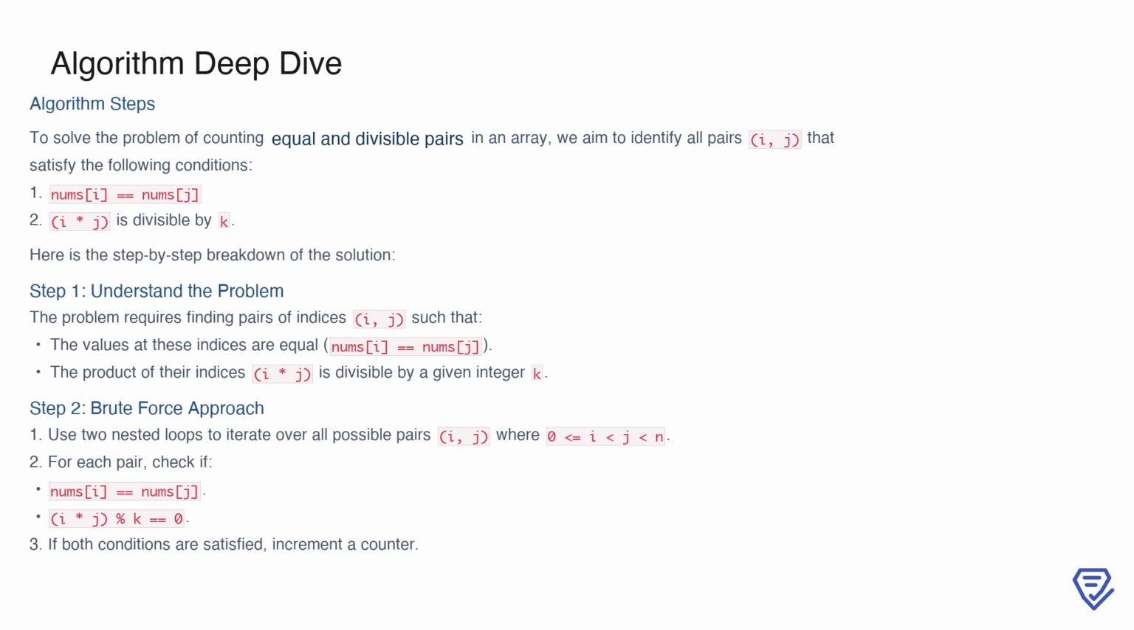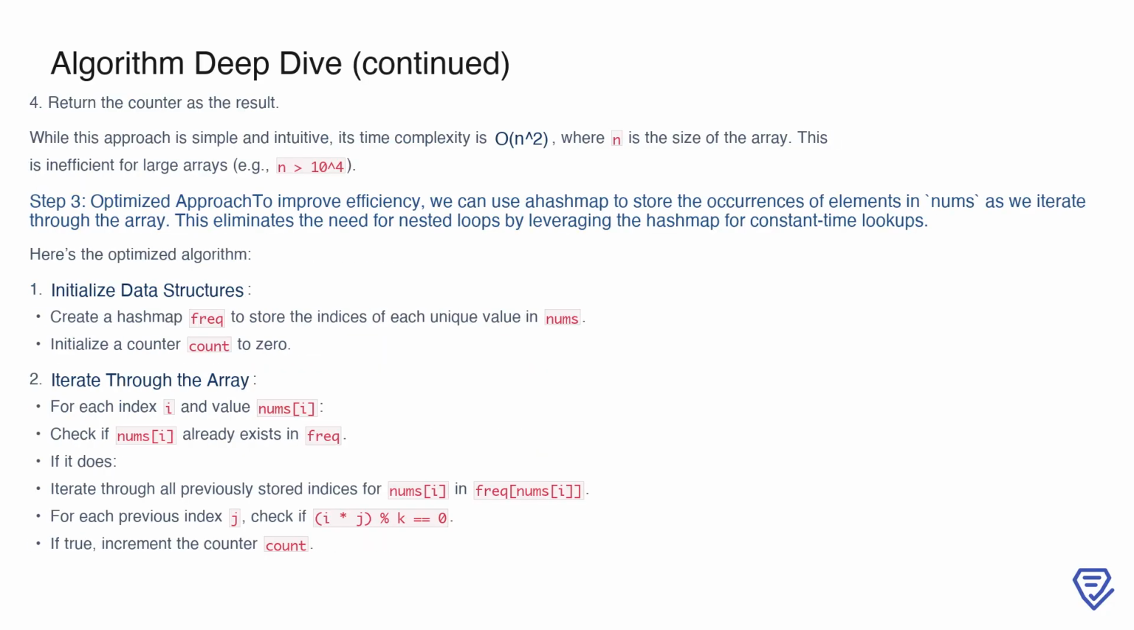We begin by understanding the brute force approach. This involves using two nested loops to iterate over all possible pairs (i, j), where i is less than j. For each pair, we check both conditions: whether the elements at nums[i] and nums[j] are equal, and whether the product of their indices is divisible by k. If both checks pass, we increment a counter that keeps track of valid pairs. Finally, after evaluating all pairs, we return the counter as the result.